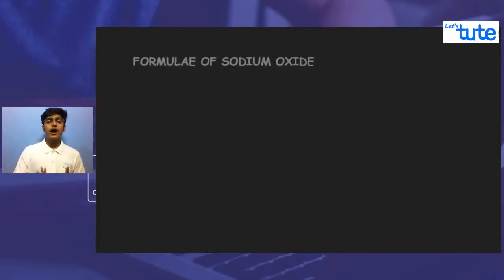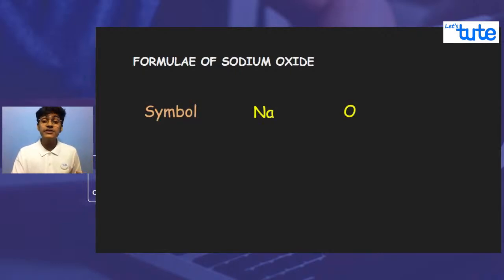If we have a compound named sodium oxide, as the name suggests, we are going to use sodium, and oxide means oxygen. So we are going to use sodium and oxygen. Let us try to formulate it. The symbol of sodium is Na and the symbol of oxygen is O. Now let's quickly write the valency of these elements. The valency of sodium is 1 and the valency of oxygen is 2.